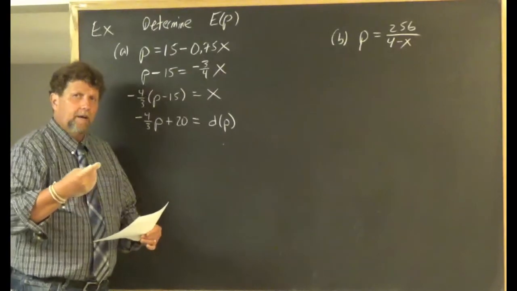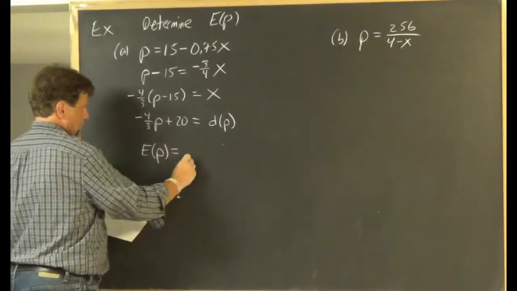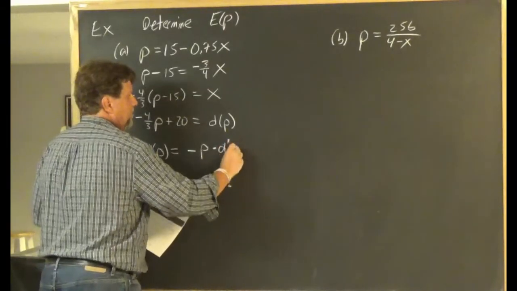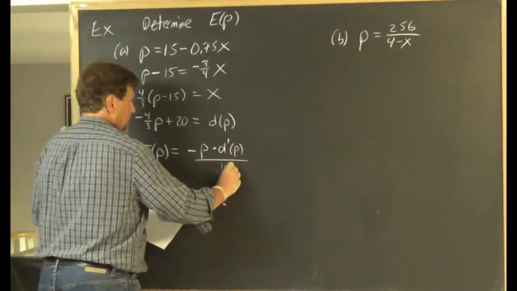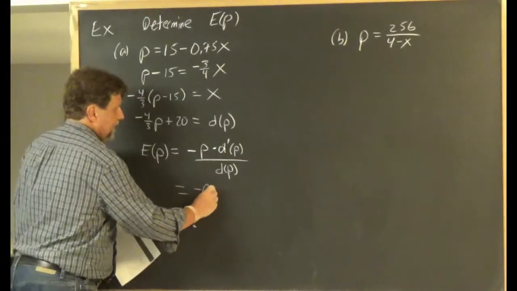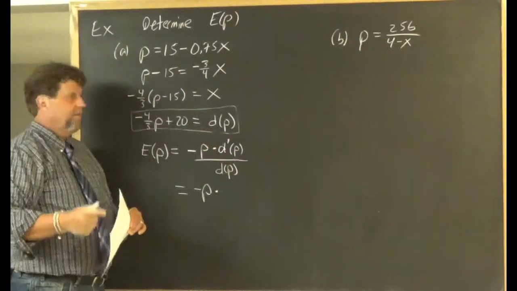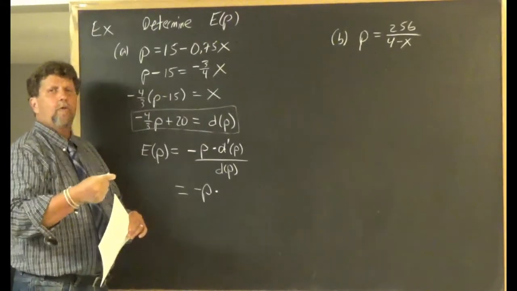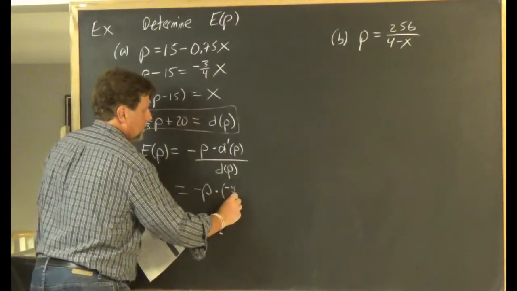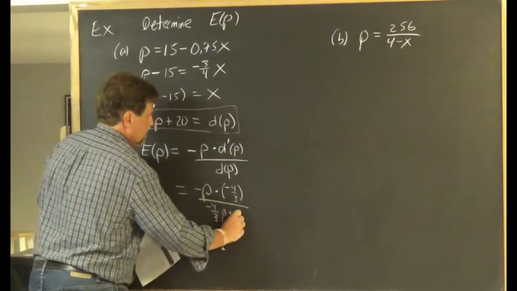So we had to do this first because now when we use the elasticity of demand formula, which, let me write that down, it's E of p equals the opposite of p times d prime of p all over d of p. Well, we can quickly get this as -p times, all right, so here's d of p. The derivative, d prime of p, is just -4/3. So this is -4/3. And then that's over d of p, which is -4/3 p plus 20.